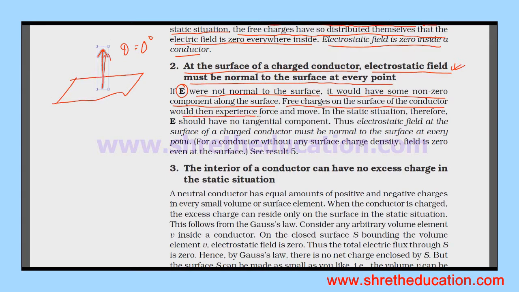The free charges on the surface of the conductor would then experience force and move. It would no longer be an electrostatic field, or a static situation. In the static situation, E should have no tangential component. Thus, the electrostatic field at the surface of the charged conductor must be normal to the surface at every point.